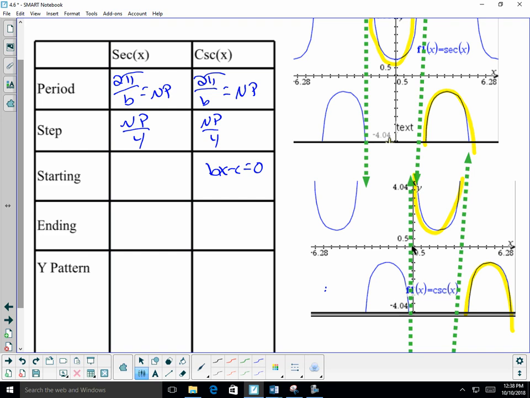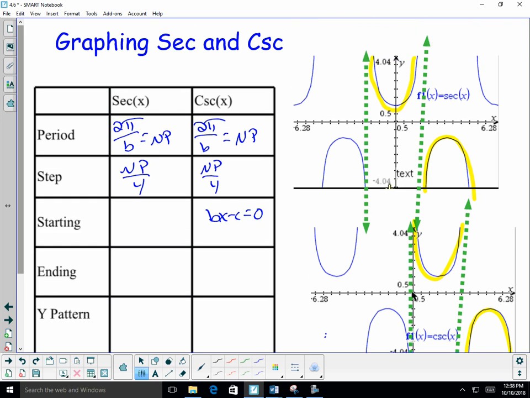When I go to do the other one, I am tempted to say it started at negative pi over 2, and this is positive 3 pi over 2. And I might want to start it at negative pi over 2, but if I do, I might have problems graphing it later on. So we're going to end up starting it at 0, knowing that we're starting it halfway through a parabola, I guess is the best way to say it. So I'm still going to write my starting point as bx minus c is equal to 0.